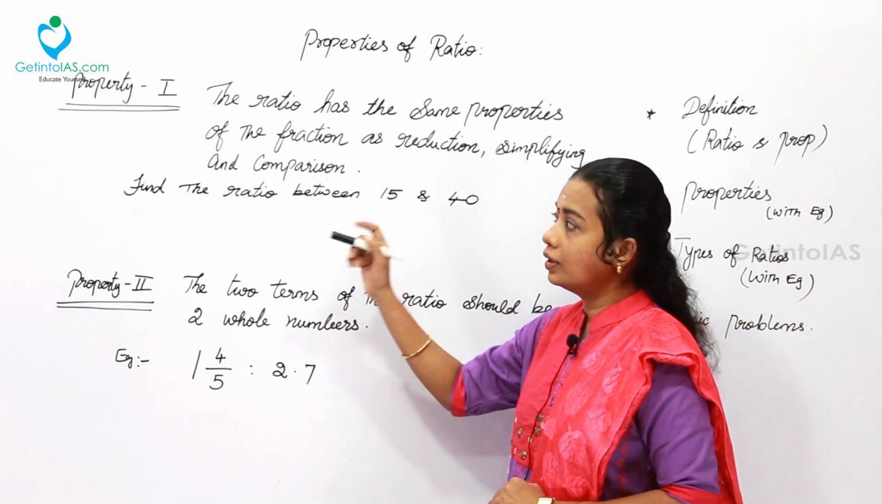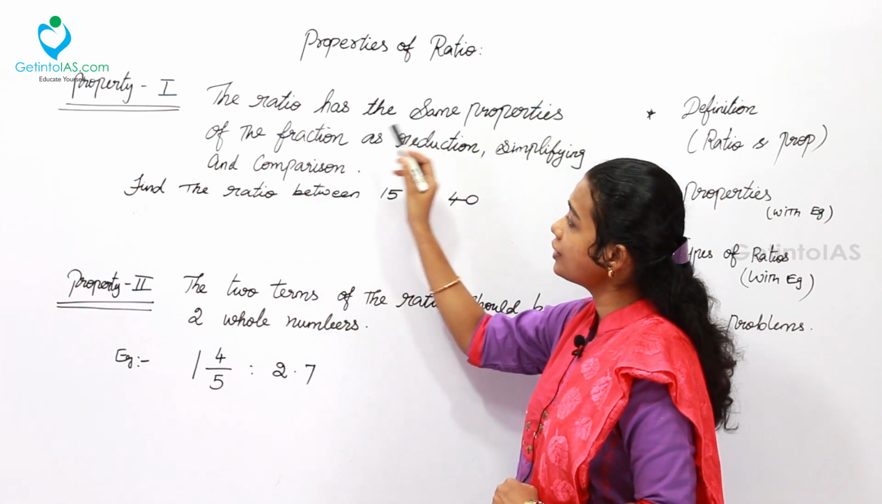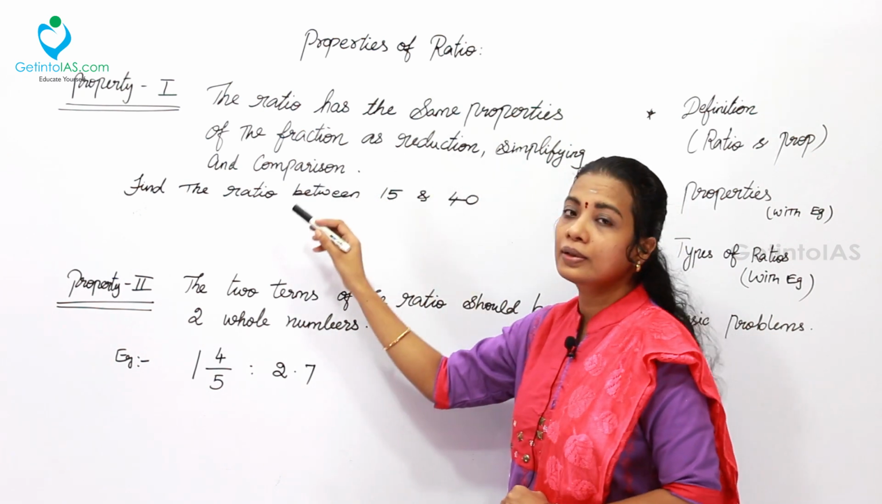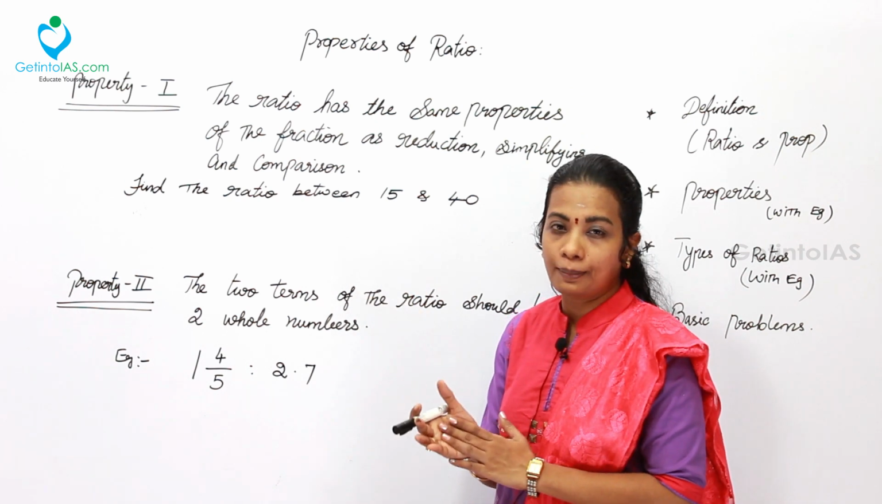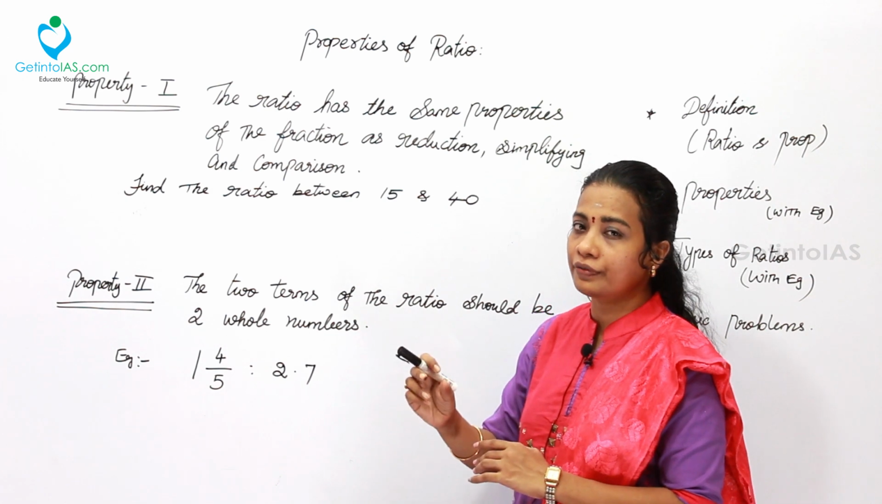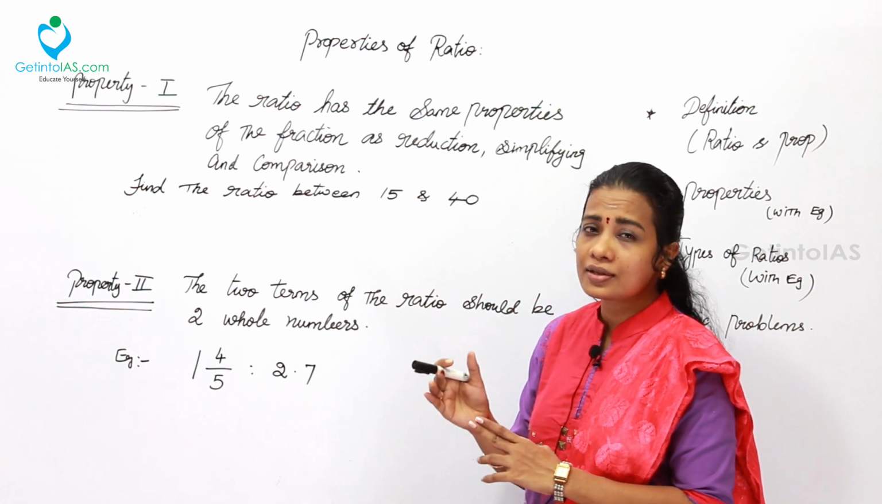Properties of ratio. The first property of ratio is that the ratio has the same properties as a fraction: reduction, simplifying and comparison. As we discussed earlier, it also has the same properties of a fraction, that is, multiplication and division can be done with the numerator and denominator. Here we are doing it with the antecedent and consequent.